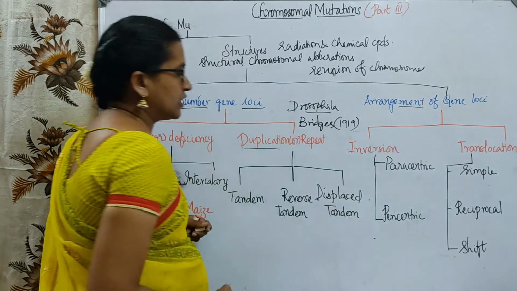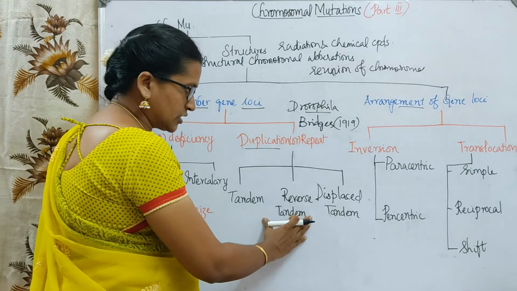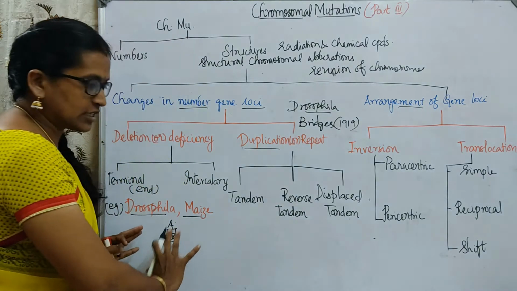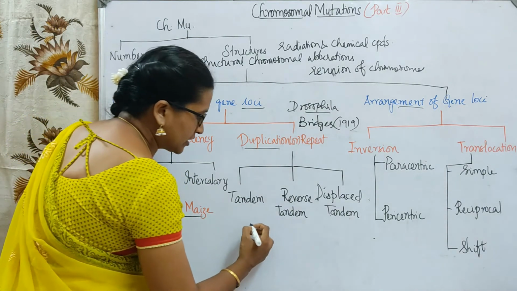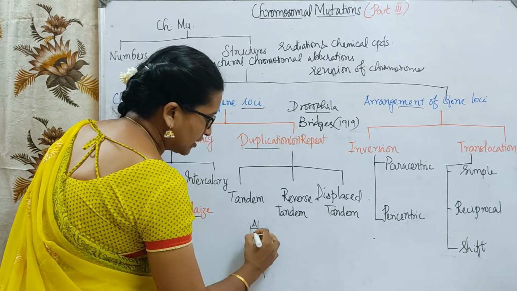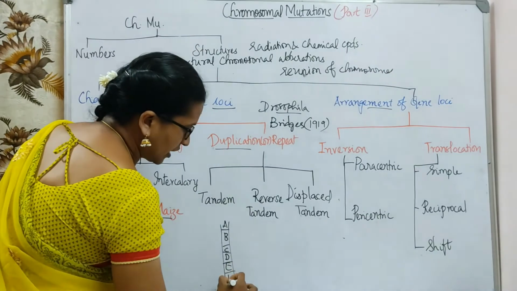Okay, so it is displaced tandem. So three types here: tandem, reverse tandem and then displaced tandem. So here also I will explain in a simplified manner. So in tandem, what happens is A, B, C, D, E, F, etc.